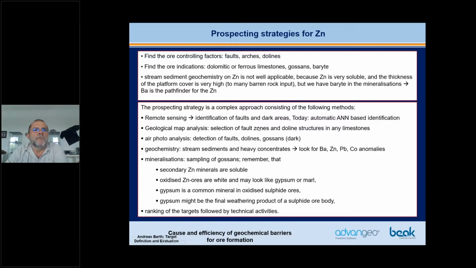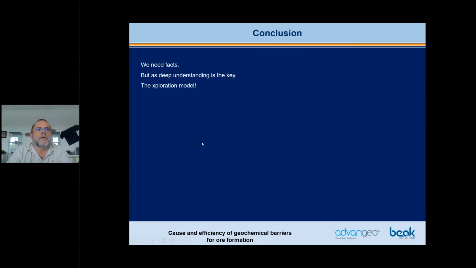So the prospecting strategies here are, of course, remote sensing, looking for dark areas in the limestones, geological maps, air photo analysis, geochemistry, but then, of course, drilling. But we need to remember that secondary zinc minerals are soluble and we do not see them. They are gray and whitish and can be mixed up with gypsum, for instance, or some soft silicate like schists, shales.